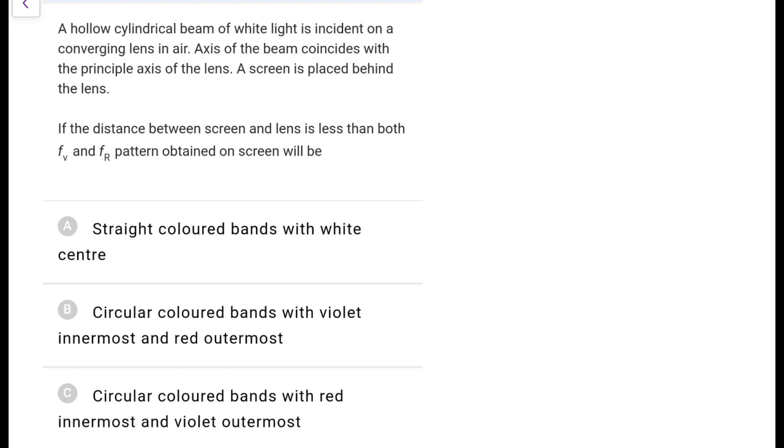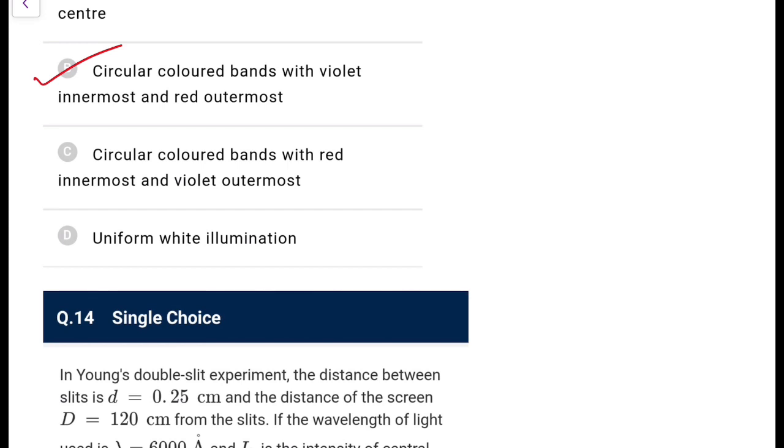In that particular case, because the light is coming from a lens, the rays after the lens would be going like this, and here is the screen. So the pattern would be like this. It won't be straight colored bands, it would be circular color bands. Because red would be converged the least and violet would be converged the most, this would be the red one, like we did in the previous question, and this would be the violet one. So the innermost would be violet and the red would be outermost. Go with option B. It is a nice question.